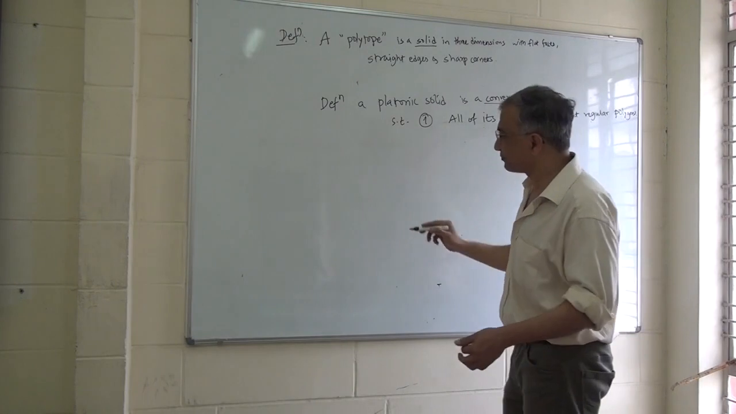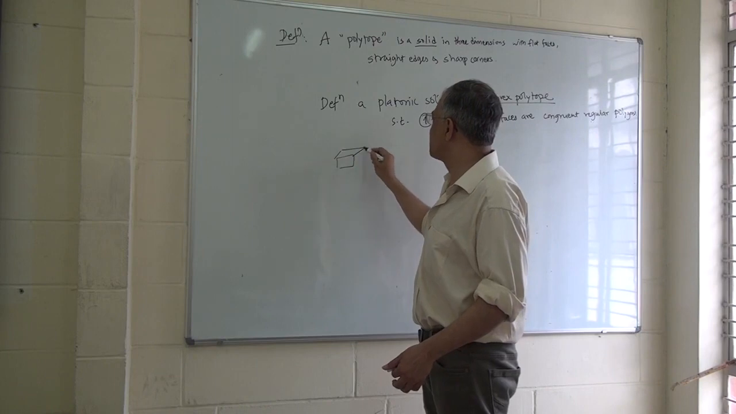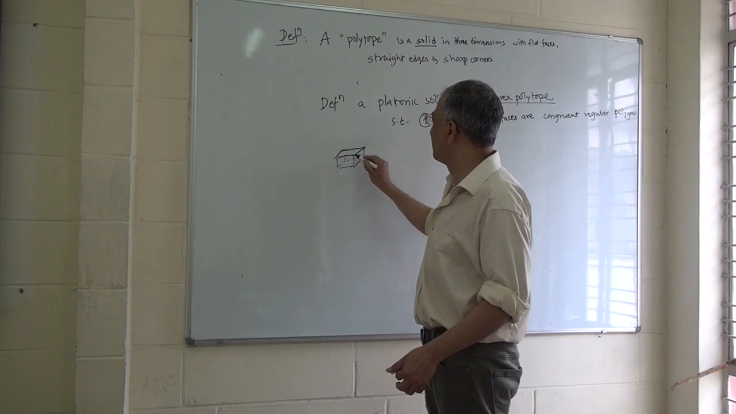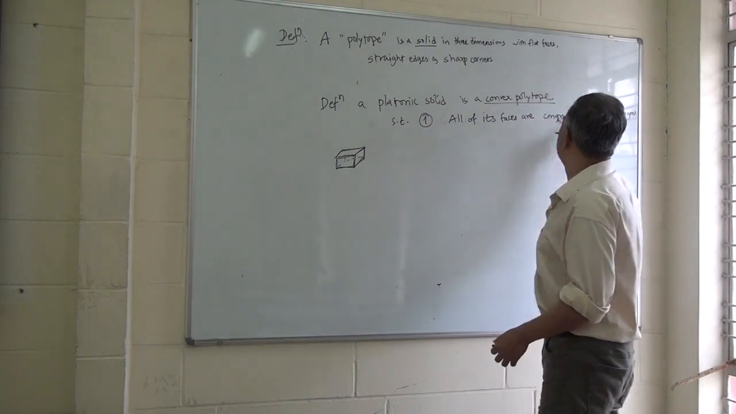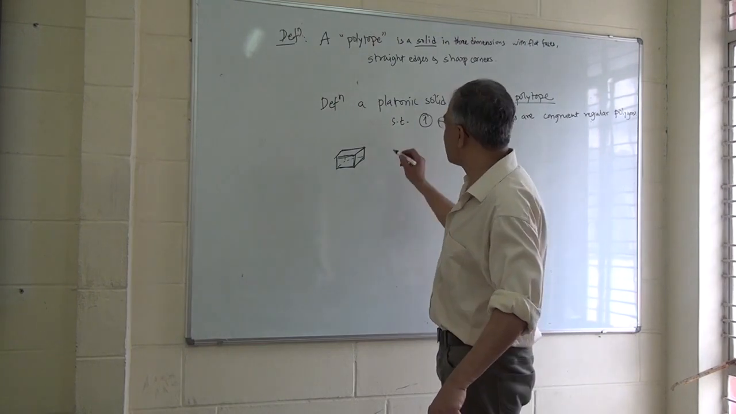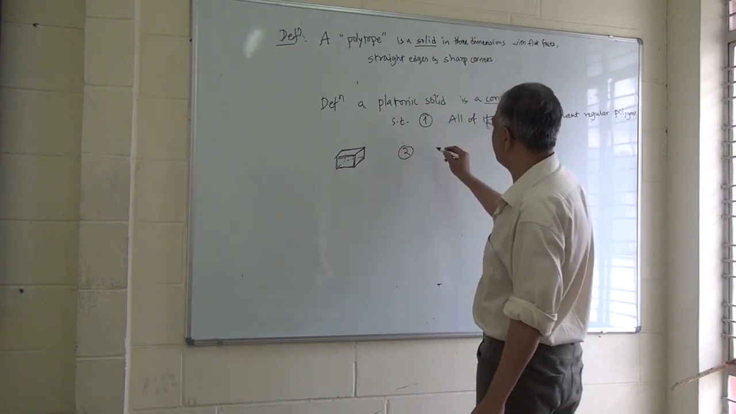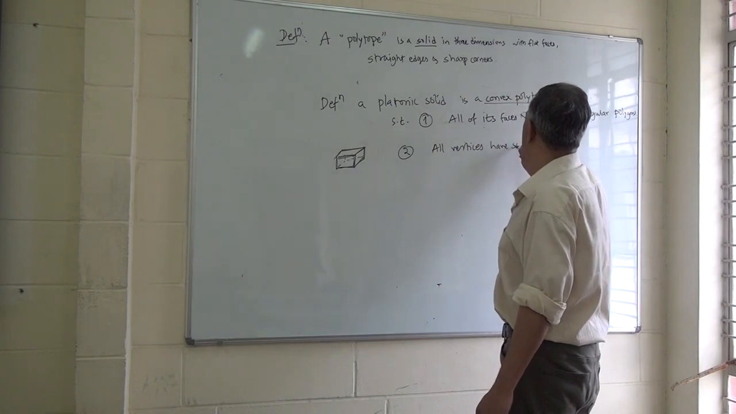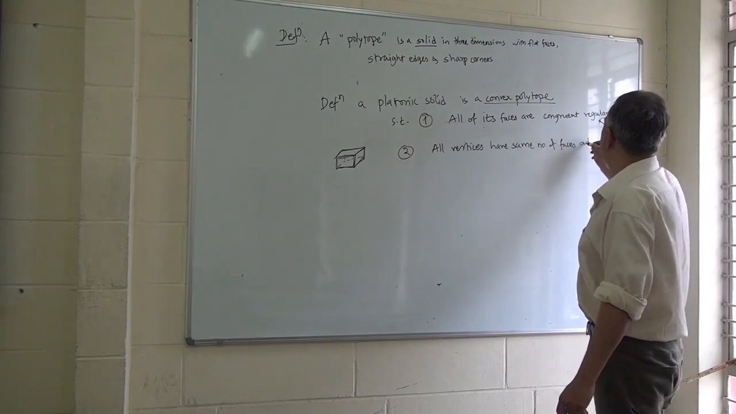So like cube for example, all the faces are squares, right? This face is a square, this face is a square, this face is a square. So all the faces are congruent to each other and they are regular polygons, polygon of size 4. And second condition is that all the vertices have same number of faces adjacent to them.